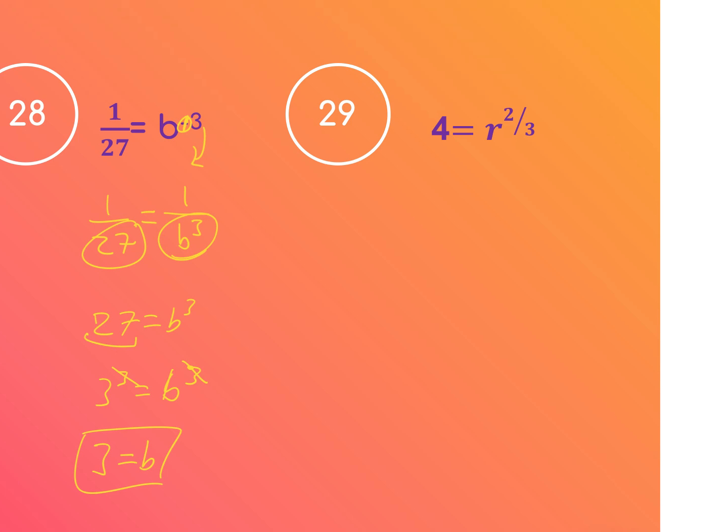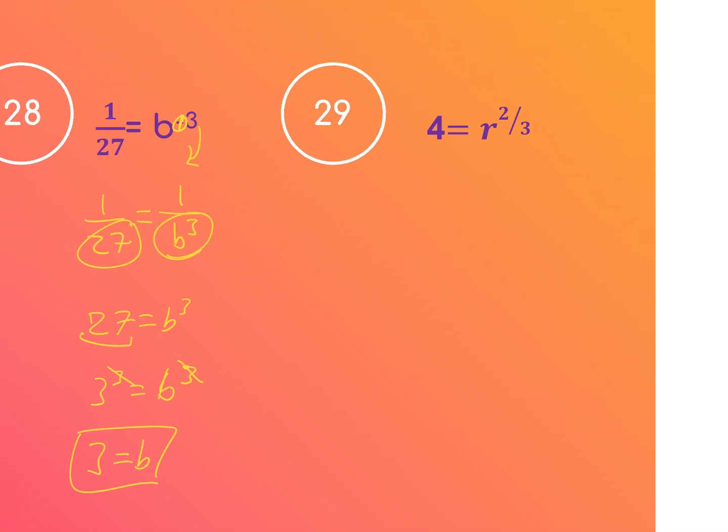All right. Now 29 is something similar. I'm looking for the base. I do know the exponent. I don't know the base, right? And there's no way that we can write 4 to look like a base of r. So what we can do instead is get the r by itself.